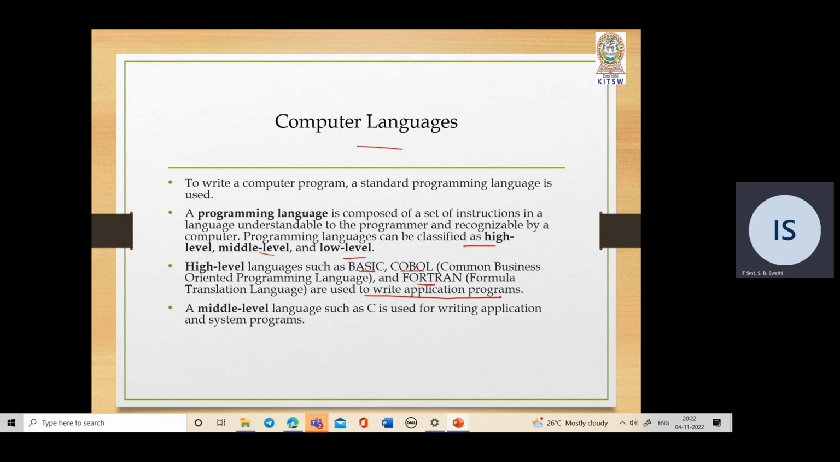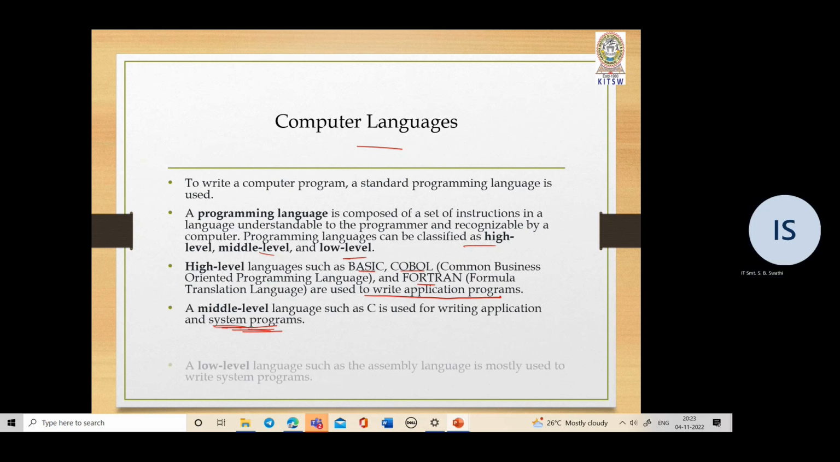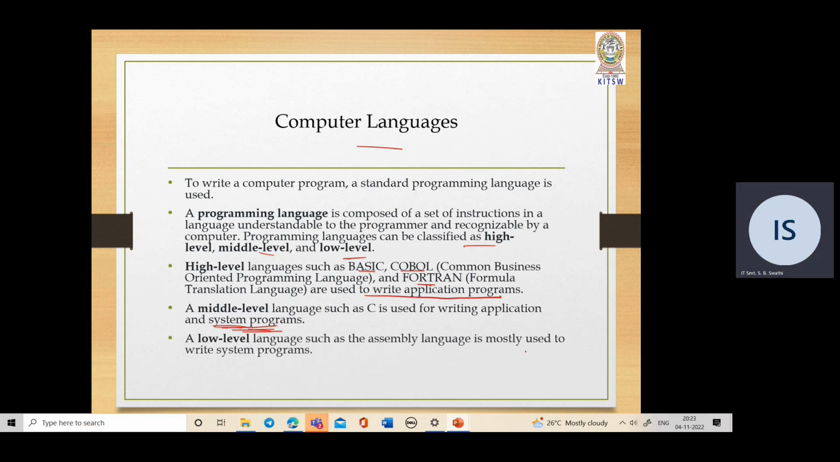And the next one, middle level language. It is used for writing both application programs and system programs. System programs means the operating systems which are working at the background. For that also we can write some programs. Those are all the system programs. And the low level languages are used only to write the system programs, no application level. And these are called assembly language or assembly level languages.